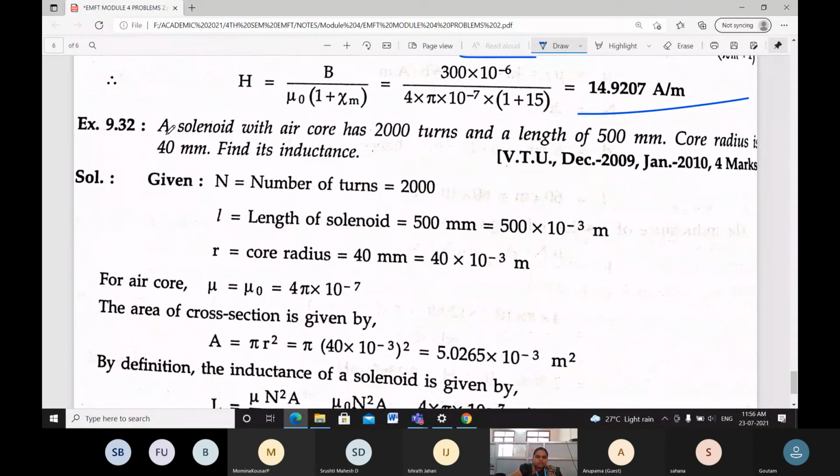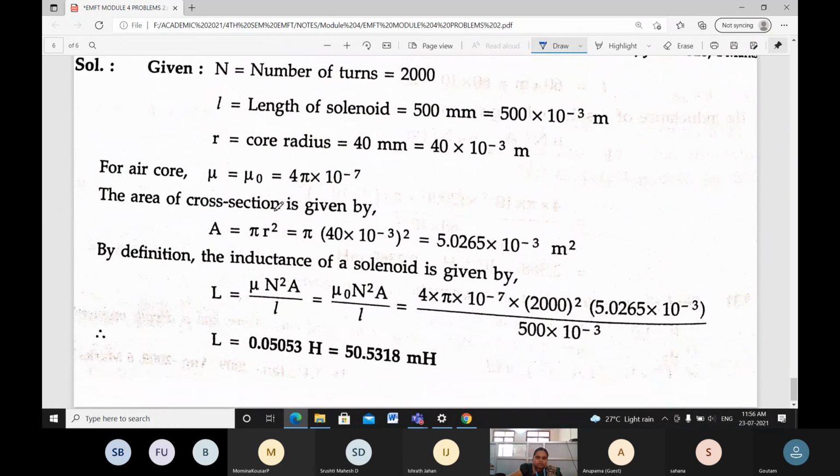And one more problem, a solenoid with the air core has 2000 turns and a length of 500 millimeters. Core radius is 40 millimeters. Find the inductance. Observe, N is the number of turns, that is 2000. The length of the solenoid is given as 500 millimeters. Core radius is given as 40 millimeters. Air core, due to that our mu is going to be mu naught only. Mu r is going to be 1. 4 pi into 10 raised to minus 7. The area of cross section is given by pi r square, that you can substitute here. R is given for us, pi into r square, 40 milli square.